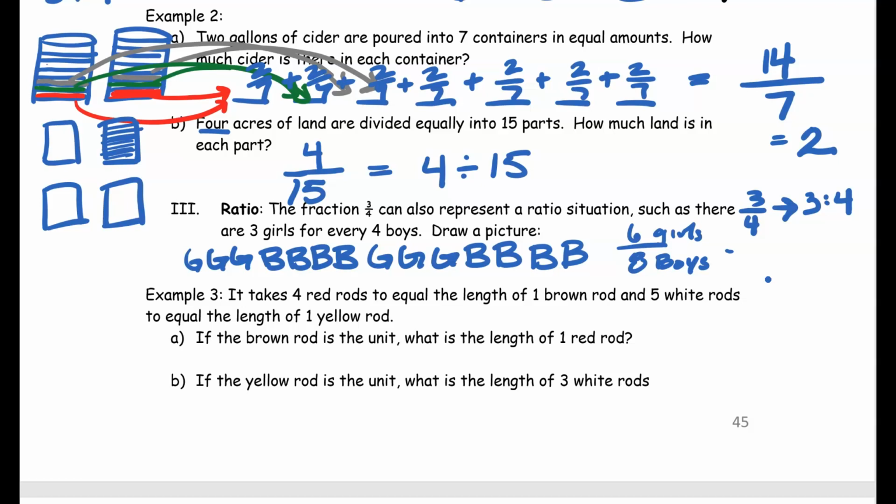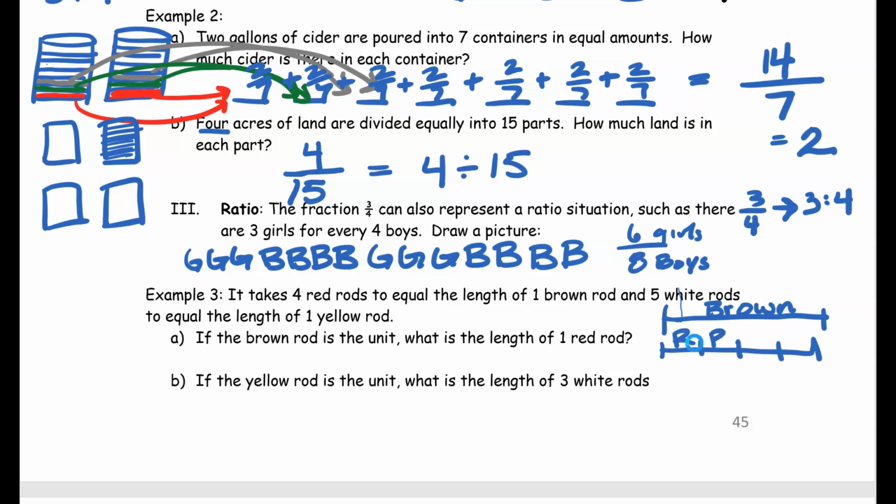So the last example, example 3: it takes 4 red rods to equal the length of 1 brown rod. I'll just draw a picture for that. So if we have 1 brown rod, and then we've got 4 red.